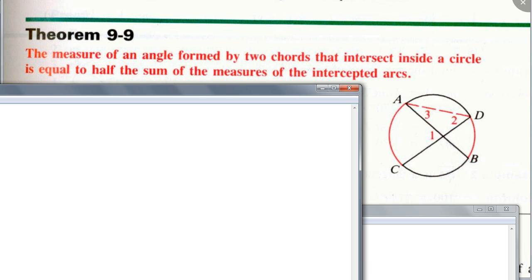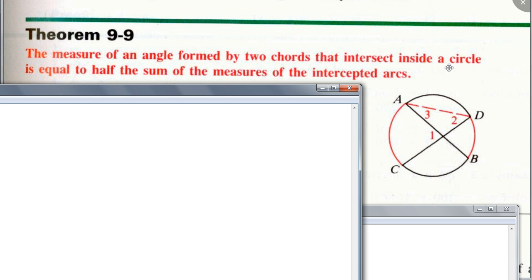What do they mean by, first of all, which angle are they talking about in this picture? It says the measure of an angle formed by two chords. Angle 2. Okay, so now that is an angle that's formed by two chords, but it says the measure of angle formed by two chords that intersect. Okay, so which one? Angle 1. Yeah, angle 1.